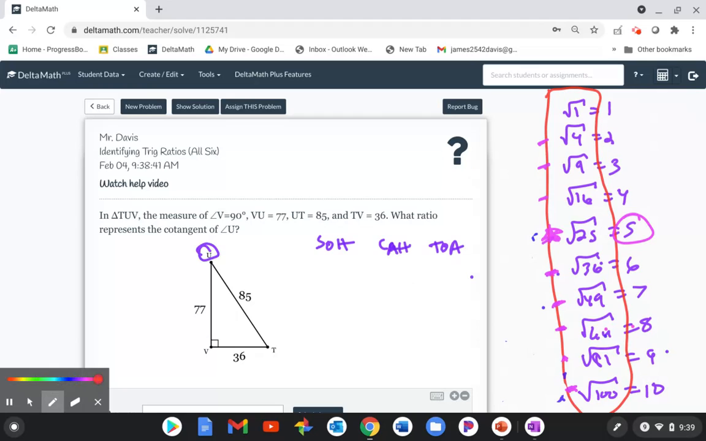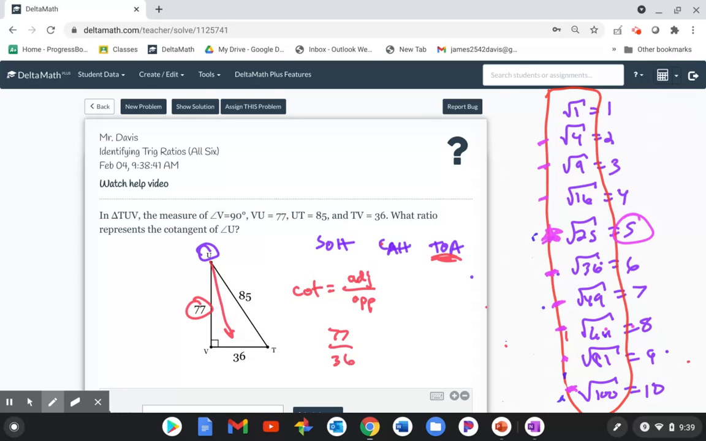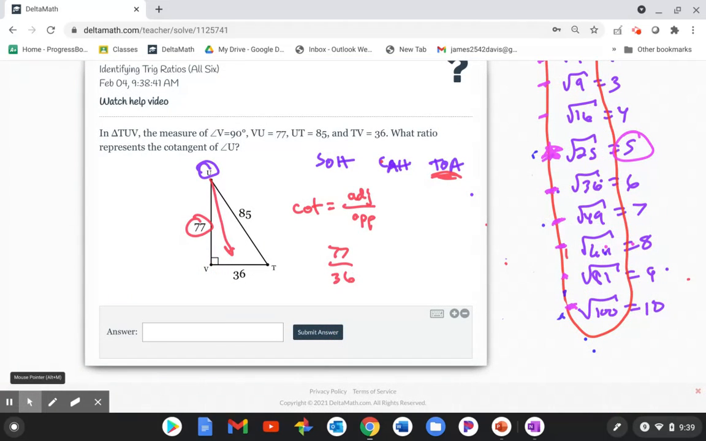So what I normally do is think, what does cotangent match with? Well, that matches with tangent, so TOA. So cotangent then would be the flip, the reciprocal of tangent. So that's going to be adjacent over opposite, because tangent is opposite over adjacent. It's a good idea to just write it out there. So the adjacent side of u then is 77, and the opposite of u is 36. So 77 over 36. I don't believe that can be simplified, because the only factors of 77 are 7 and 11. Those do not go into 36. So I believe we're good.